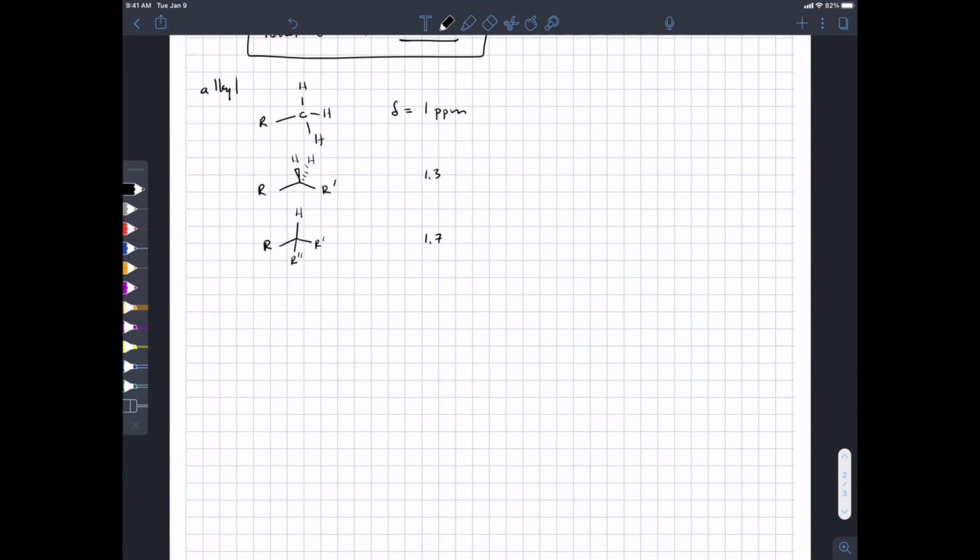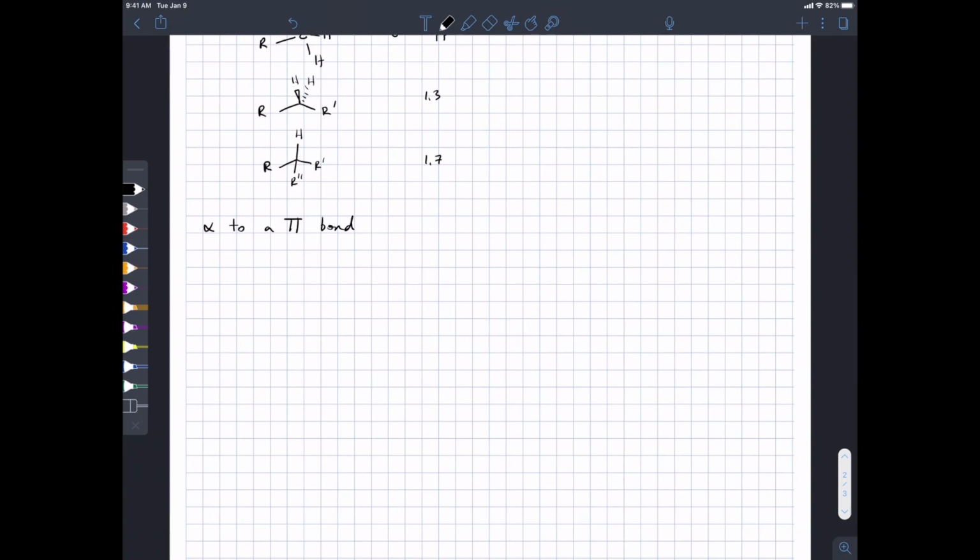And we'll start sort of at the low end of the spectrum, and we'll move to higher values of chemical shift. Next come protons that are alpha to a pi bond of some kind. So there are a lot of ways you could be alpha to a pi bond. As an example, here's a carbonyl. You could be at the alpha position relative to a carbonyl.